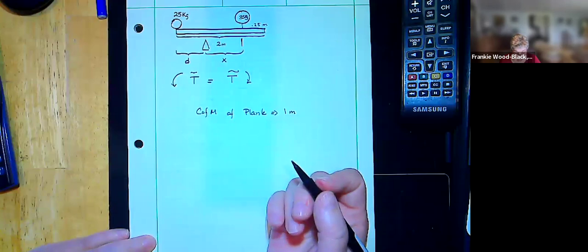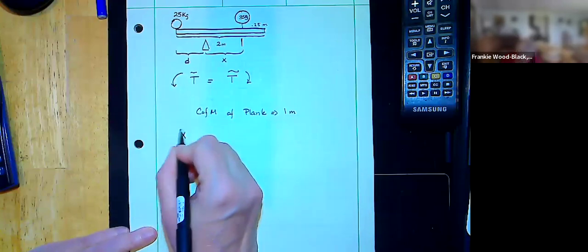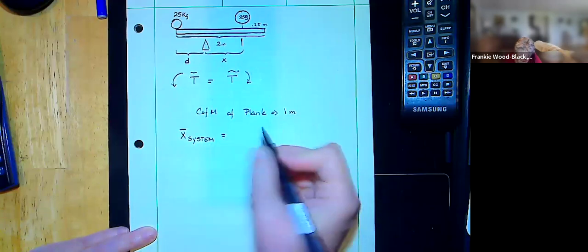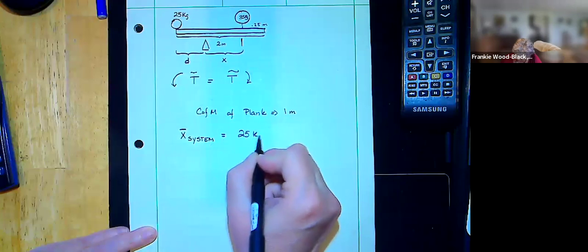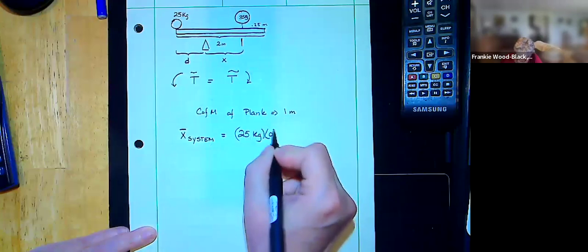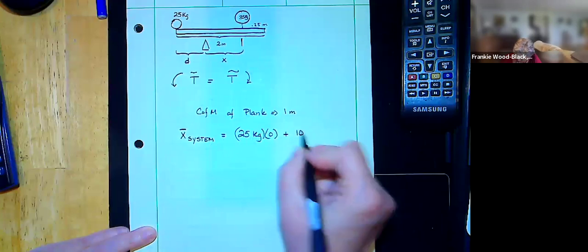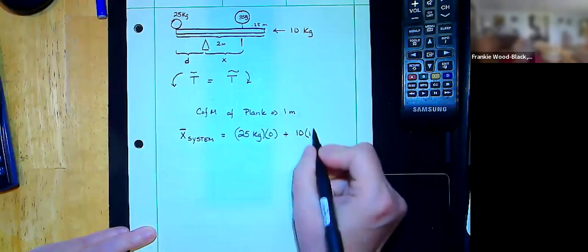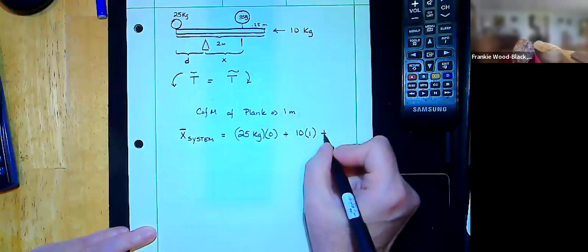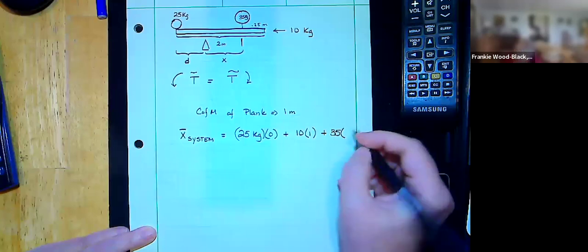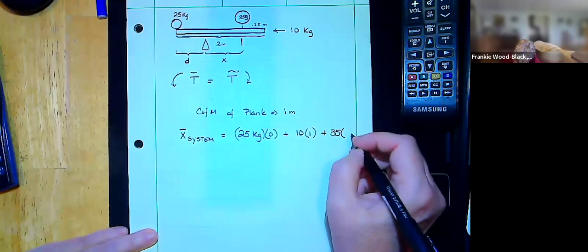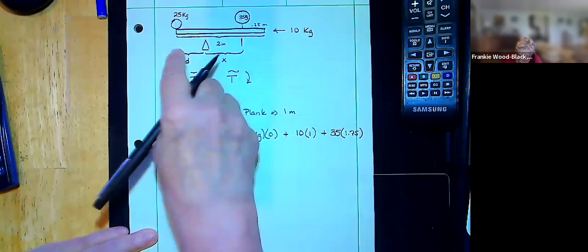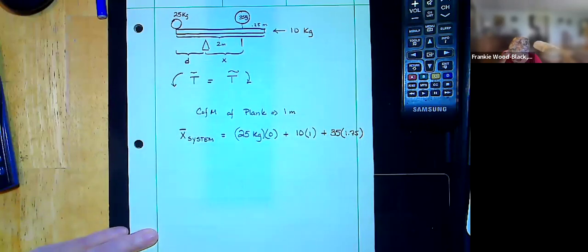So we can actually do that. Let's find the position of the center of mass of the system. We know that our 25 kilograms is at 0, our 10 kilogram plank is at 1, and our 35 kilograms is at 1.75, because it was a 2 meter plank and we subtracted off 0.25 meters.